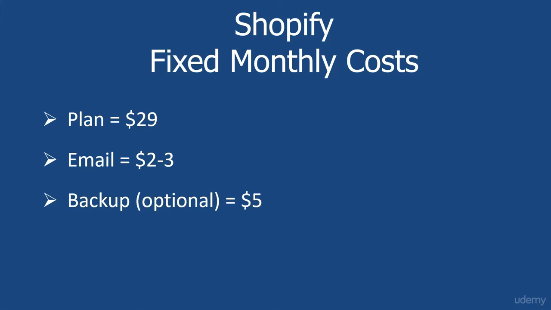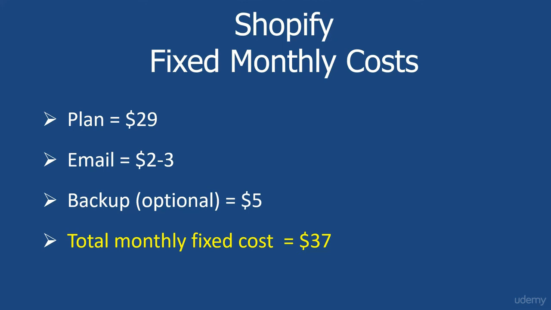Now, those are basically our fixed costs, all right? We don't really have to worry about anything else for the time being, certainly in the beginning. So if I add all that up, and if I just take $3 for the email, then I'm going to get a total monthly fixed cost of $37. Okay, so $37 every single month for Shopify, whether you make any money or not. You're going to have to come up with that.